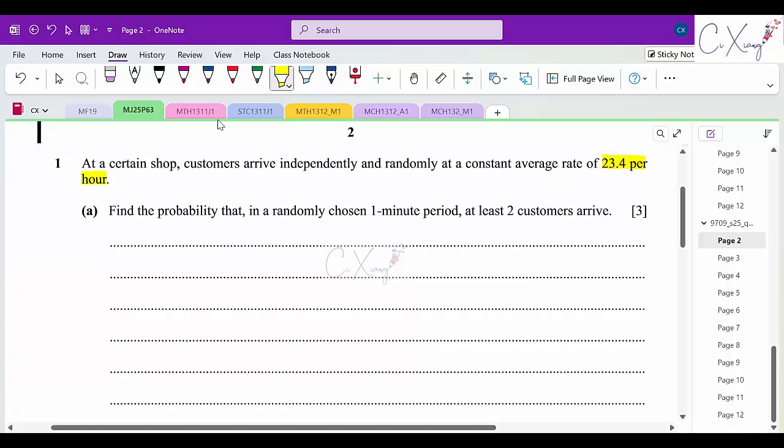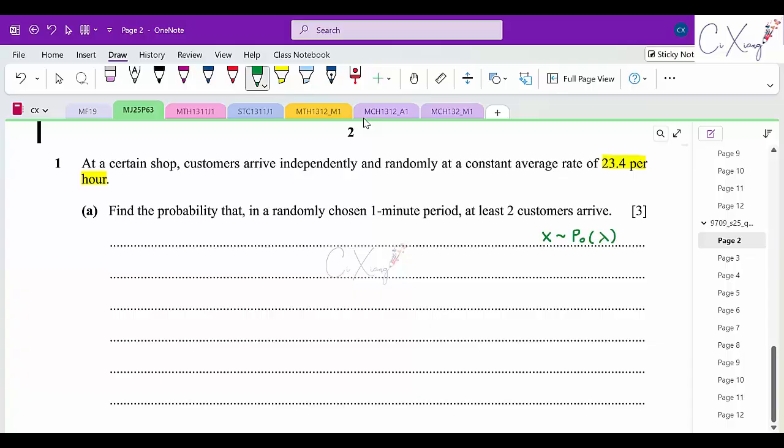The keyword "per hour" gives you a hint that it belongs to the Poisson distribution, because for Poisson distribution, the lambda, or the mean, is given in a certain interval. So per hour is basically an interval, right? And you should know that 23.4 is lambda. So we know that it is Poisson distributed with the mean lambda.